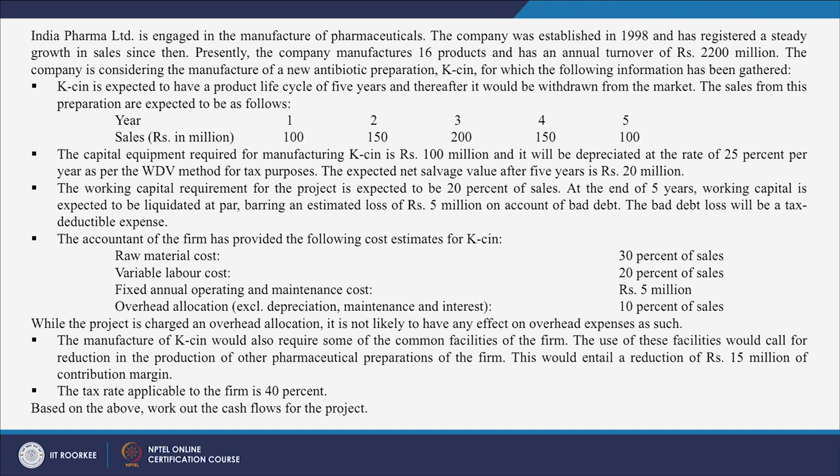So, now we will prepare the estimation of cash flow for this product, which is called casein. This is casein. So, we are going to estimate the cash flows for this product casein. This is a new antibiotic which we want to introduce. The company is already manufacturing 16 products, and this product is going to be the new one in the row.